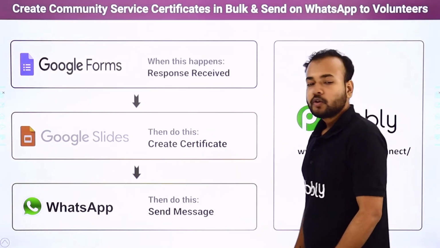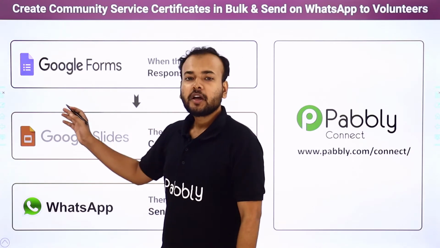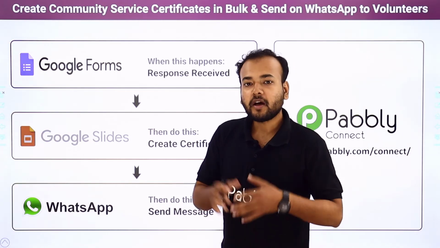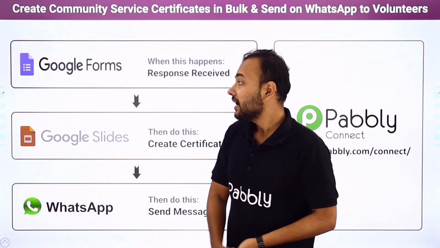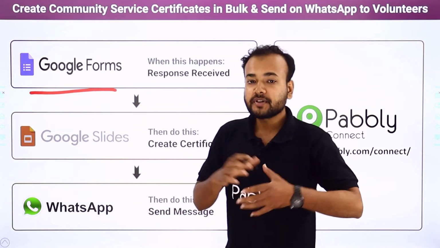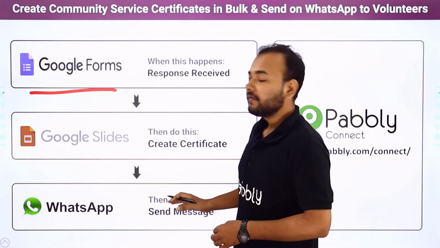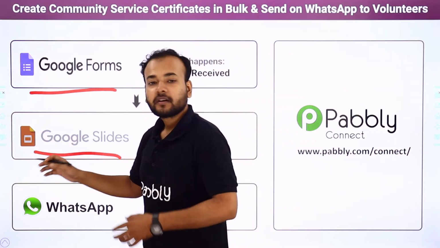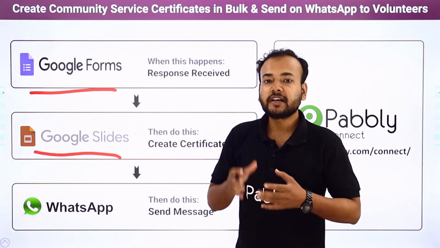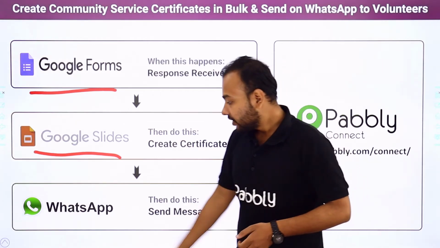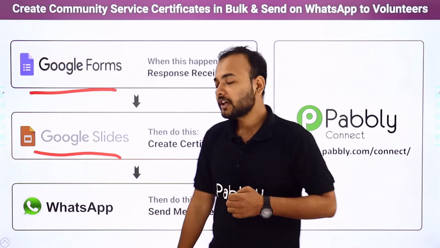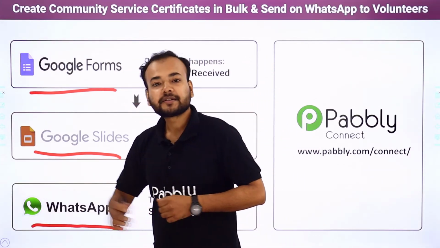So in this process, to create the form we are using Google Forms, but in place of Google Forms you can also use Pabbly Form Builder or JotForm or any other form building application. Right, so in this form we are collecting the data of volunteers to provide them certificates. Then to create the certificates we are using Google Slides here. So Google Slides is an online word processor by which you can create presentations and templates just like our certificate. And WhatsApp, as you guys already know, is a widely used instant messaging application, and we are using it to share the certificates to our volunteers.